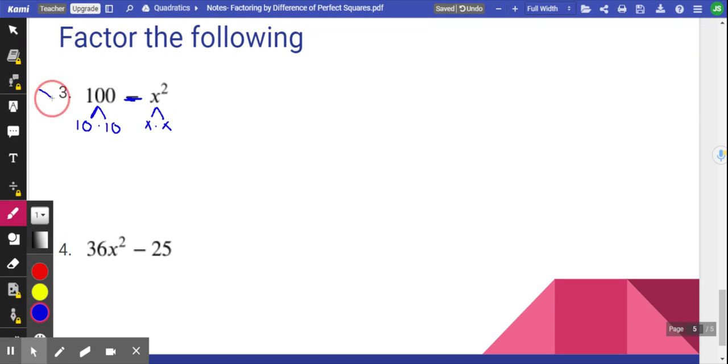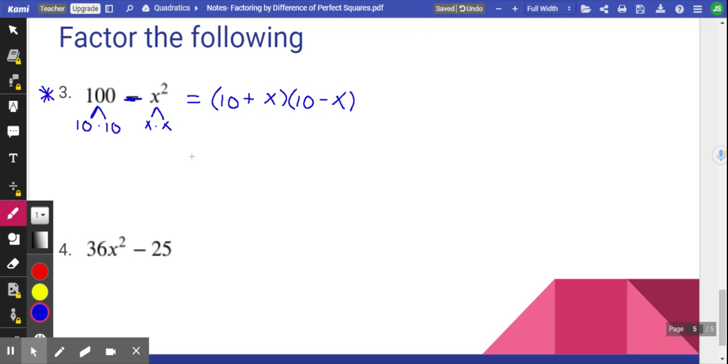What I've got to pay attention to here is to make sure that I put things in the correct order. When I set up my 2 parentheses, this 100 is first. The square root of 100 we said was 10, so that needs to go first in my parentheses. Second was the x squared, so that's going to be the second part of my parentheses this time, 1 with a plus and 1 with a minus, and then it's all factored.